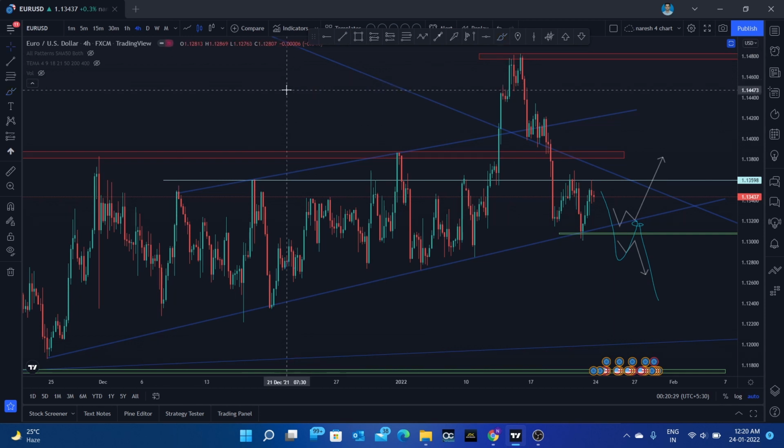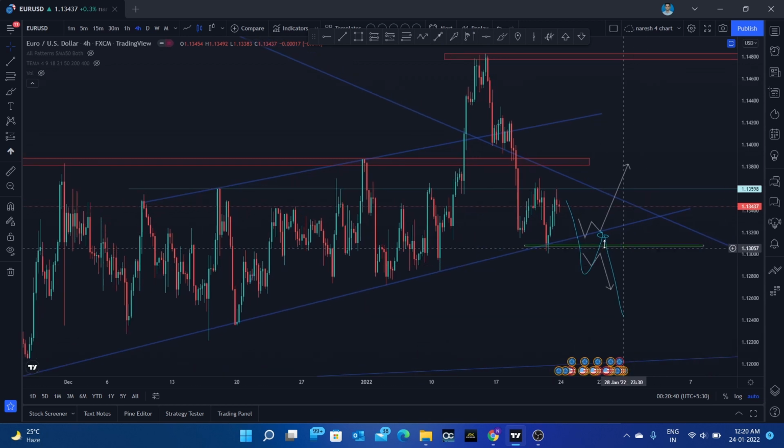So that would be for EURUSD, guys. We are having both side potential here. If it is holding here, you can go for a long entry. If it is breaking here, you can go for a short entry, guys. If you're a risk averse trader, you can wait for the pullback to happen.